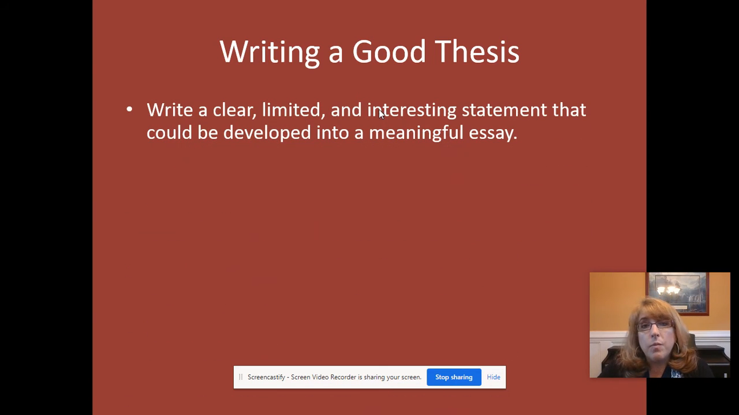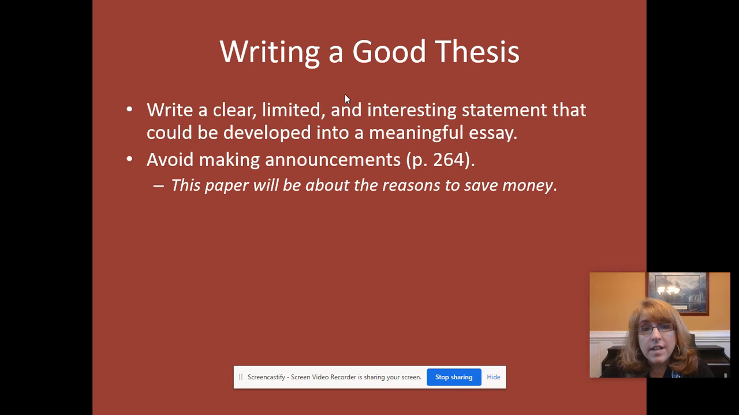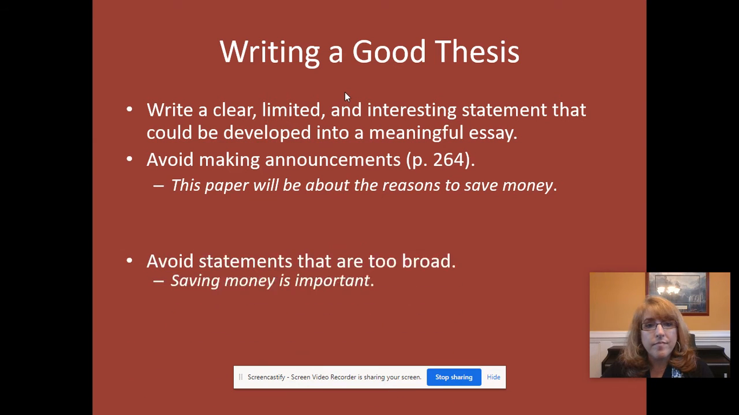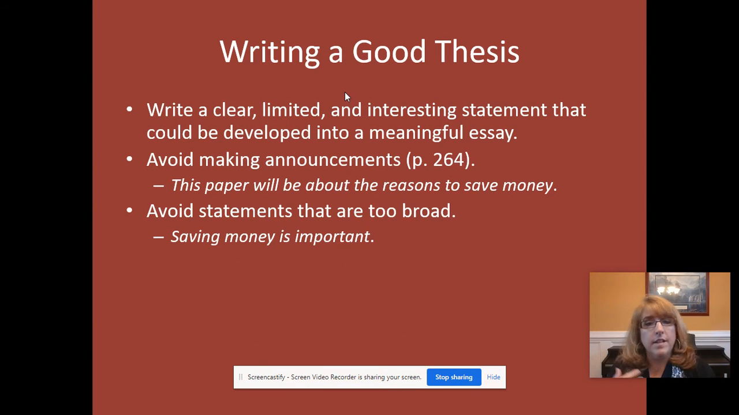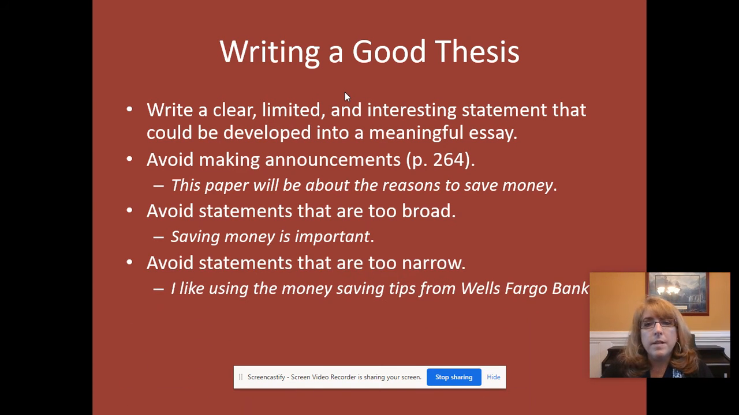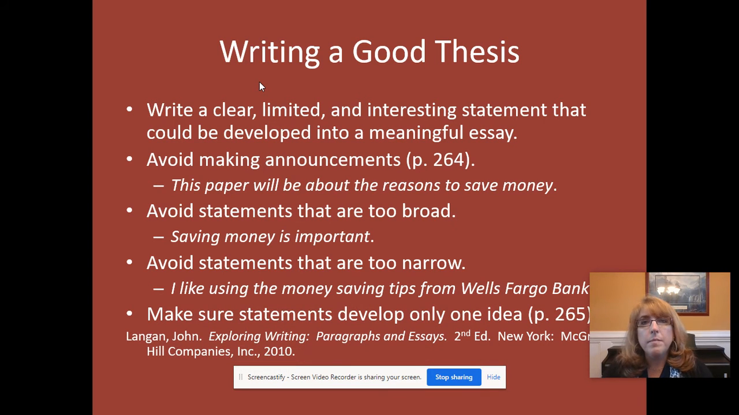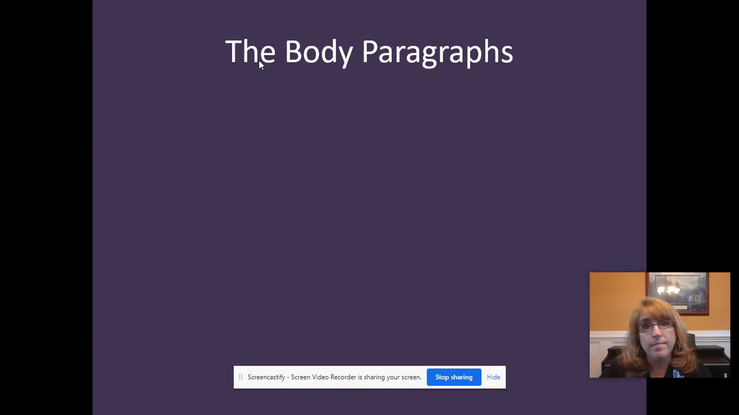So when you write a thesis, you want it to be clear, limited, and interesting. Avoid making announcements. You don't want to say "this paper will be about," okay? You want to avoid statements that are too broad, like "plagiarism is wrong" or "saving money is important," right? And you want to avoid statements that are too narrow, like "you avoid plagiarism by following this guideline from this book," okay? Or "I like using the saving money tips from Wells Fargo Bank." Those are too narrow. You want to make sure that you're developing one overall idea, but that you leave room to talk about your perspective and integrate research, okay?